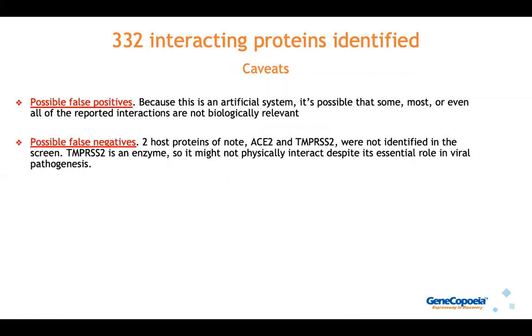Now, there are a number of caveats to keep in mind with such a screen. First of all, there could be false positives. This was not done on live cells. It's an artificial system, so they used cell extracts in this affinity purification scheme. Because it's an artificial system, it's possible that some, most, or even all the reported interactions are not biologically relevant. Likewise, it's also possible to get false negatives. Two proteins of note, ACE2 and TMPRSS2, were not identified in the screen. But TMPRSS2 is an enzyme, so it might not physically interact despite its essential role in viral pathogenesis.